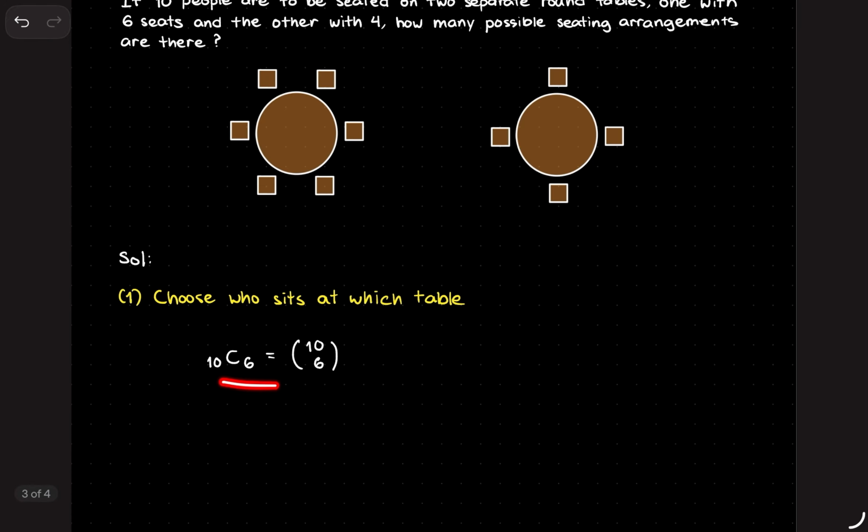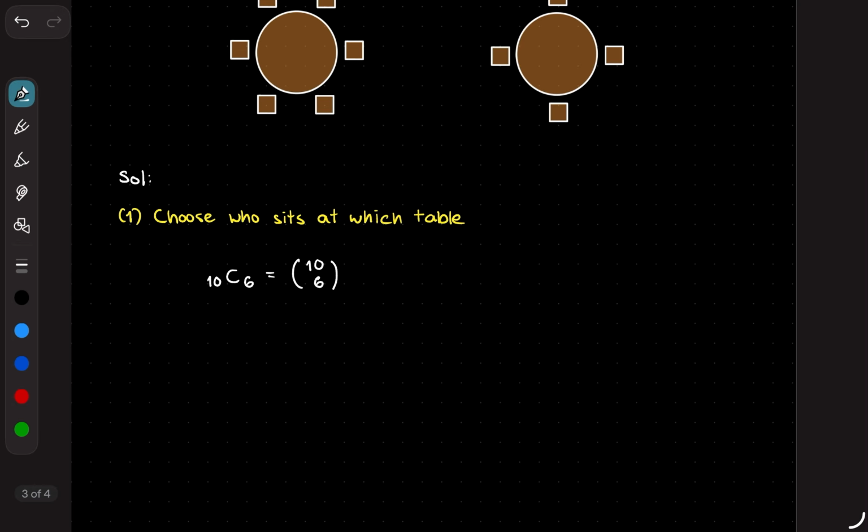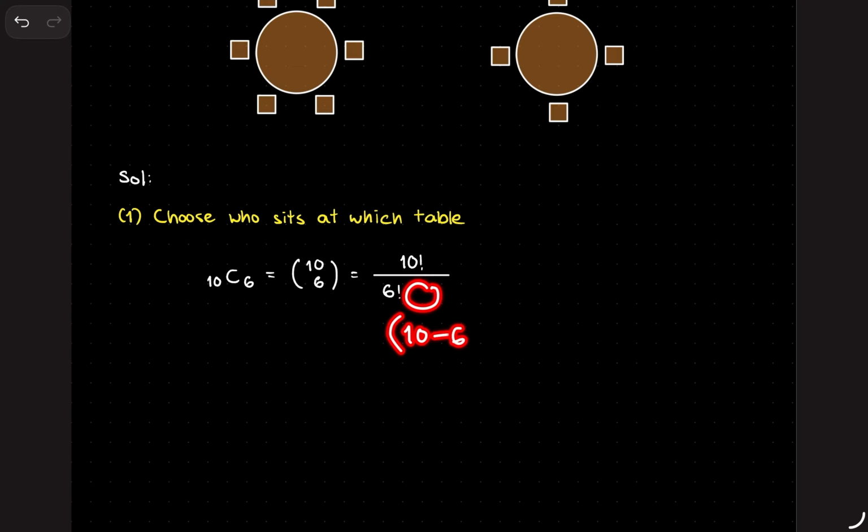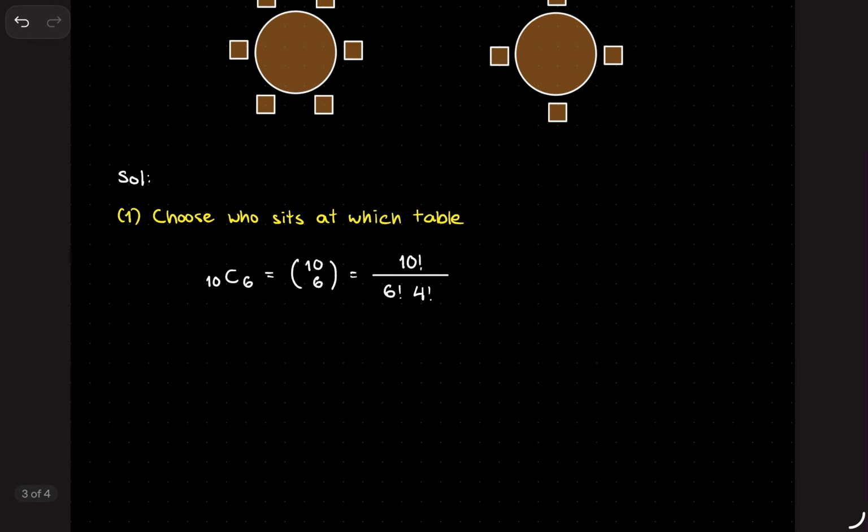But for this case, we used instead the idea of out of the 10 people, in how many ways can we choose 6 people out of that. And then from here, just recall the combination formula. So that is given by 10 factorial over 6 factorial, and then the remaining one is just 10 minus 6 factorial, which is just equal to 4 factorial. There you go. And then let's just solve this one.